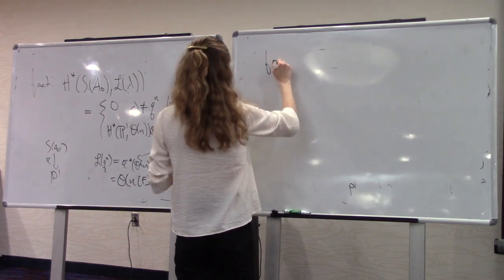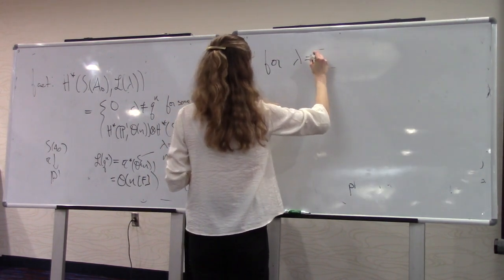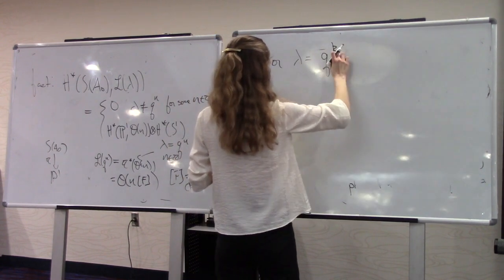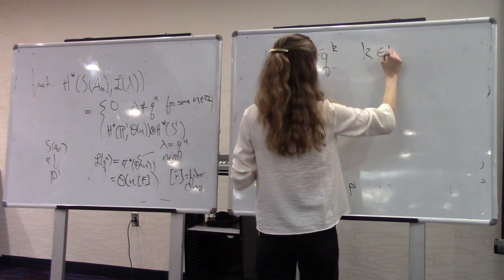So for lambda equal to, just say, q to the k. Now k does not have to be an integer, but k is in R.